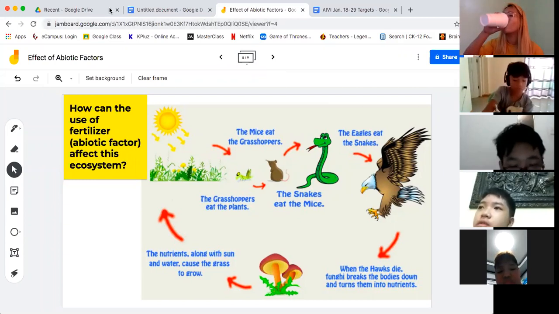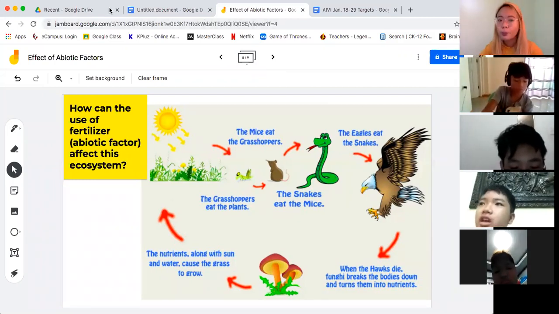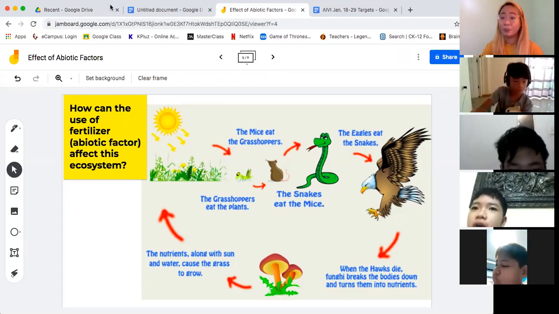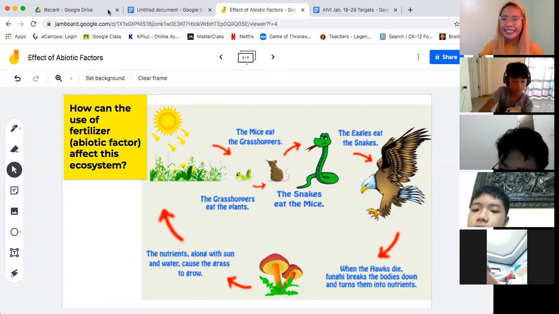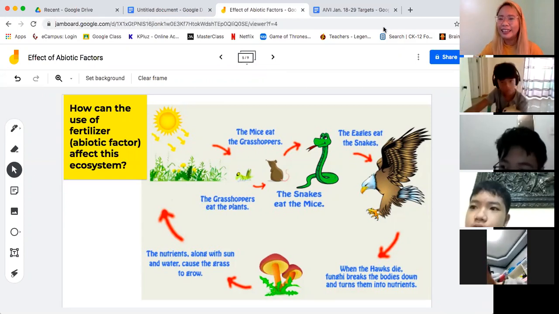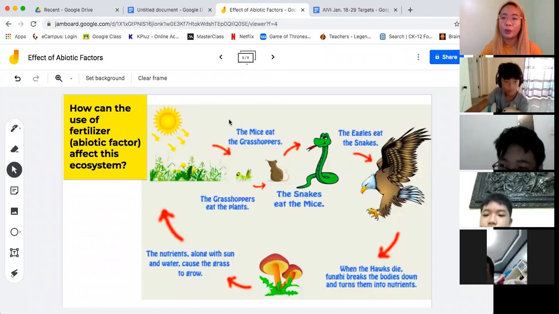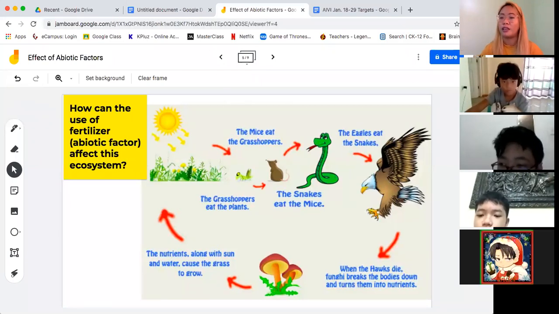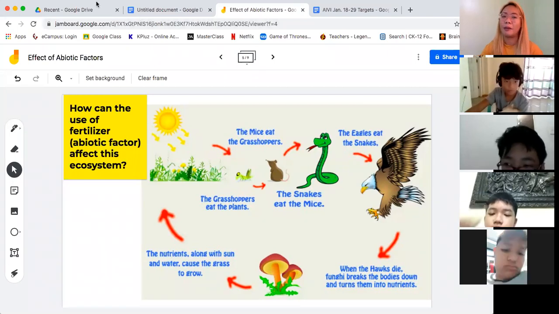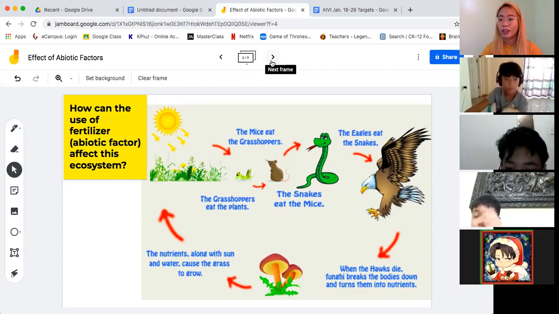Sure, there's one thing I need to add. Some worms may actually benefit the plant more than the fertilizer. Okay, so even though the worm is not included in the food chain, eventually it will also be affected by this abiotic factor. So we have another situation here. Let's go to the next slide.